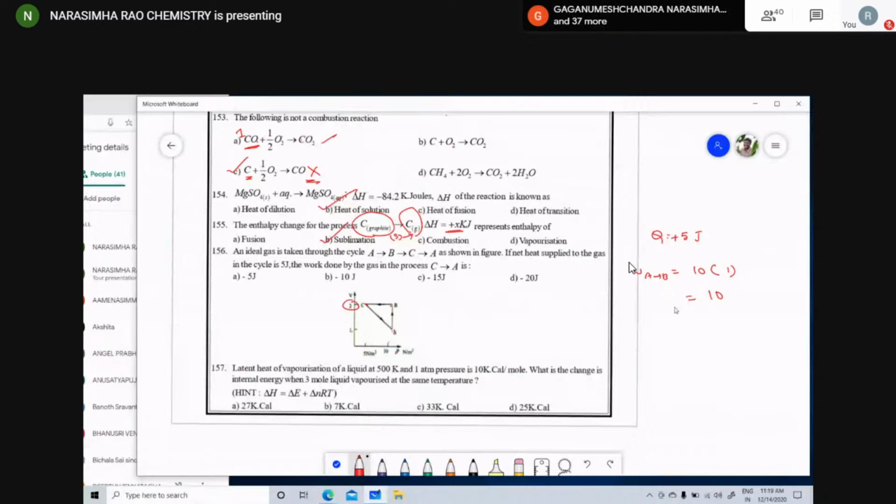For 3 moles, we considered delta n as 3. For 1 mole it is 10, so for 3 moles how much? 30. Right, so delta U is equal to 30 minus 3, which is 27 kilocalories. Okay, sir. Right. Question 157 is also completed. Children, anybody have any doubt regarding this one? No, sir.